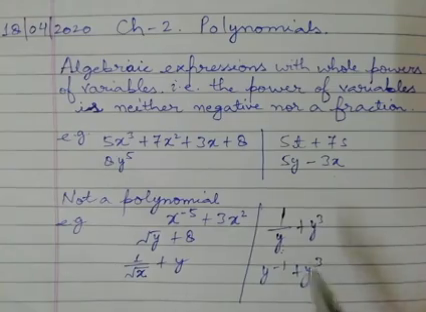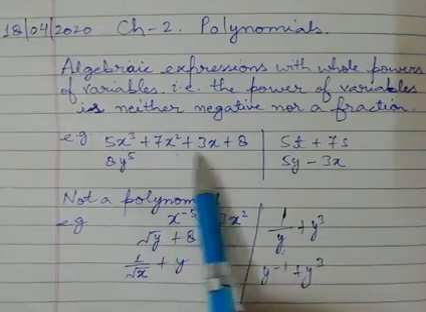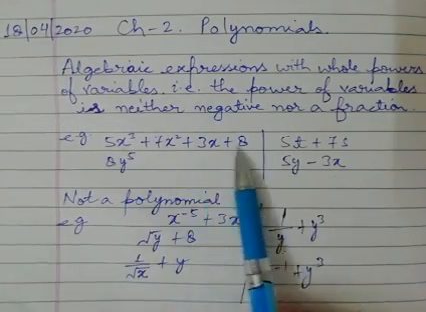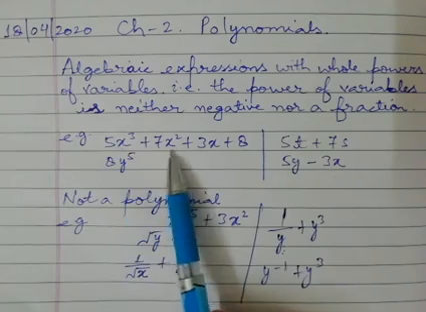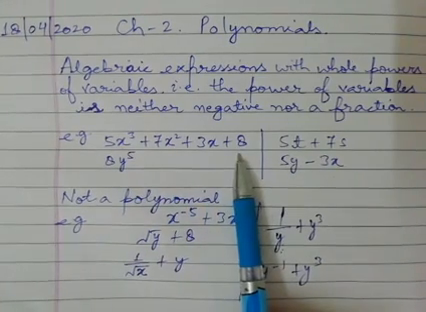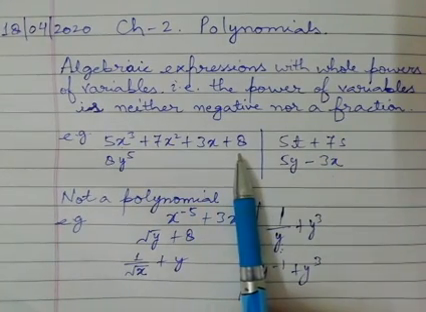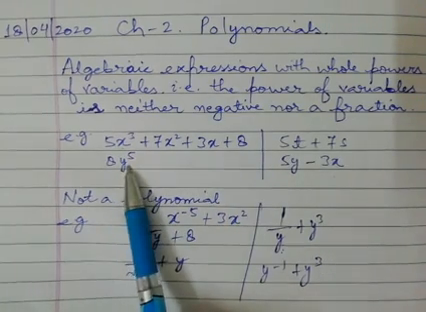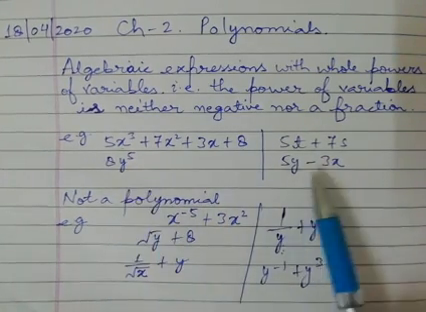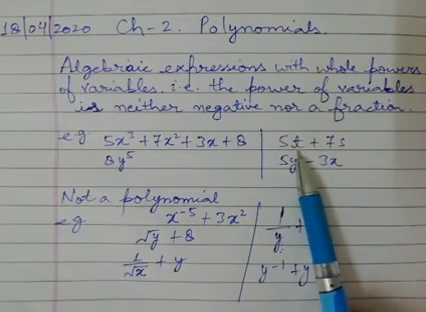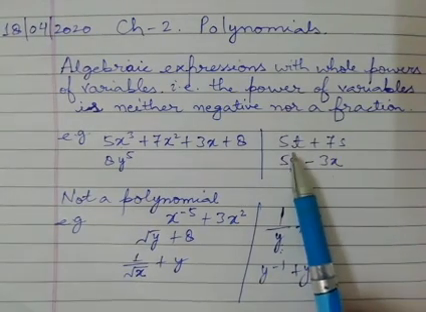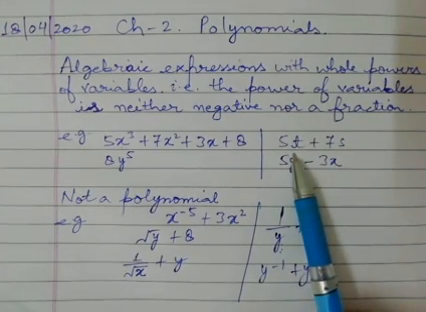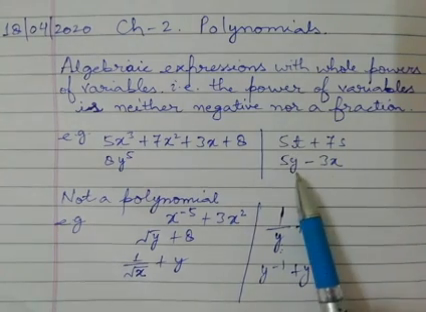Now if in a polynomial only one variable is present, just like here, everywhere x is present, this type of algebraic expression is known as a polynomial in one variable. This is also a polynomial in one variable. Here there are two variables, t and s, so this is known as a polynomial in two variables.